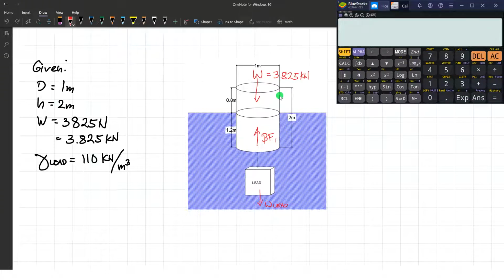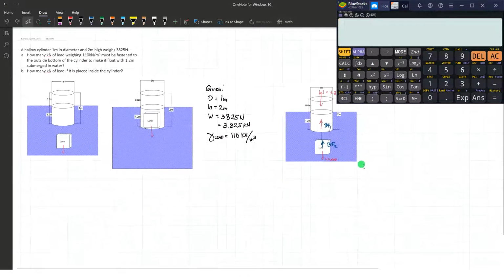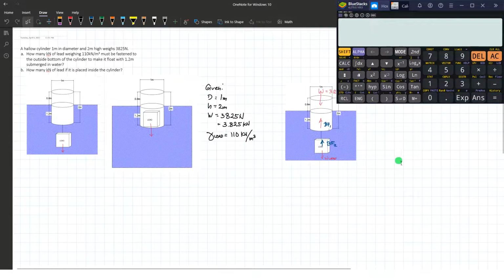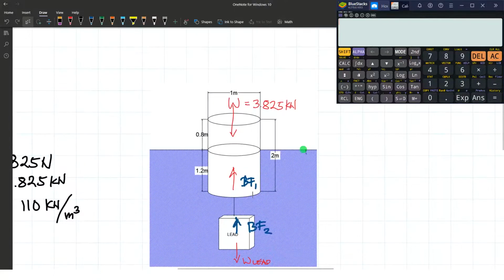And of course, if the lead is submerged in water, there is also an equivalent buoyant force on that. So let me just write here. We have buoyant force 2. Okay, so this is buoyant force 1. So we have two buoyant forces again. Okay, so solve this.